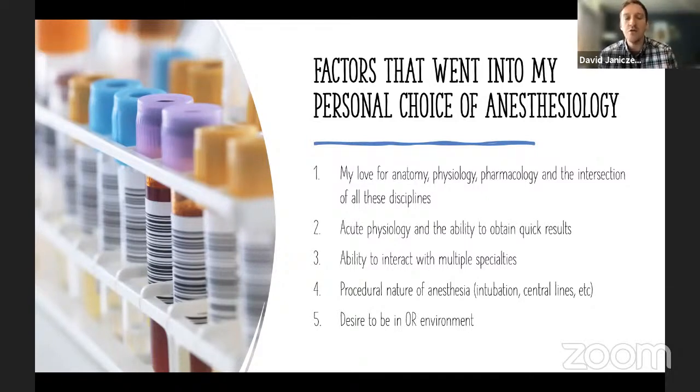So I knew I wanted to be in that environment, but I didn't want to be a surgeon. So anesthesia is kind of the next best thing. And that's basically what summarizes the reasons that I chose anesthesia.